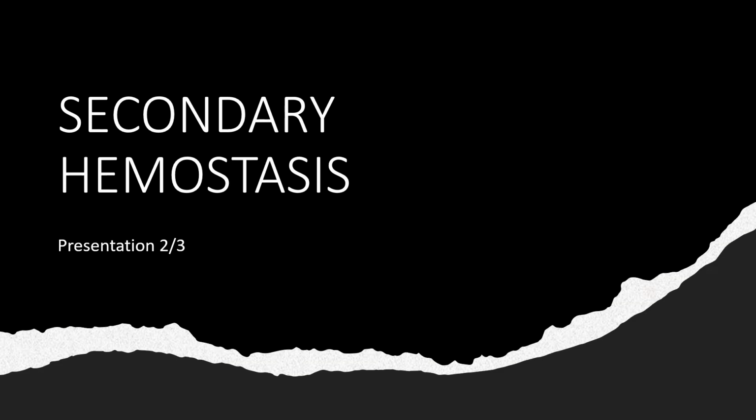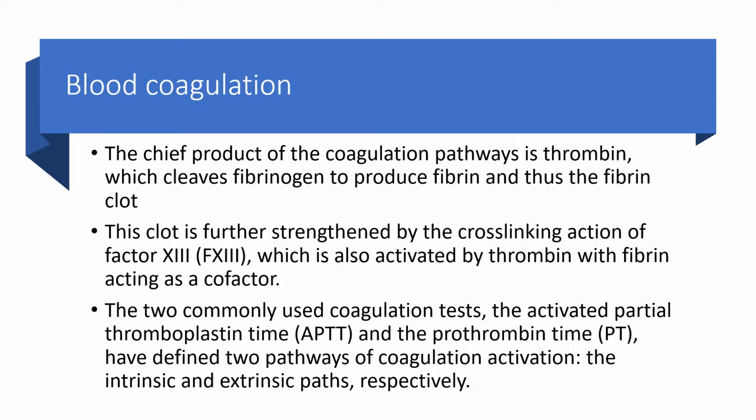Good afternoon. For this presentation, I'm going to talk about secondary hemostasis. So this is about the coagulation system. When the coagulation system is activated, it forms a substance called thrombin, which then later on activates fibrinogen to become fibrin, and this fibrin is the main component of blood clot. Factor 13, which is also produced by thrombin through its activation, will make this fibrin clot stronger.